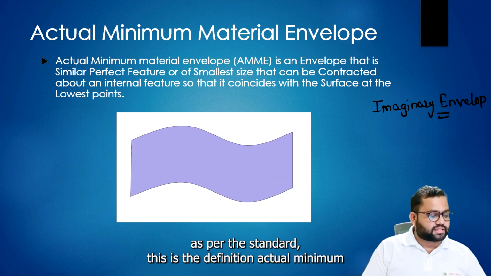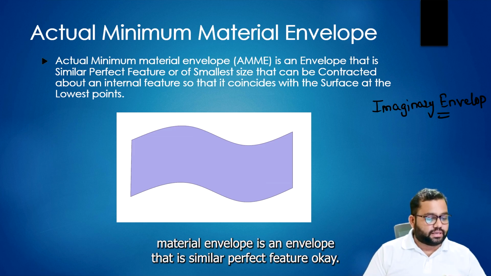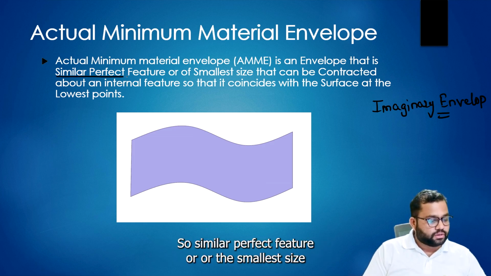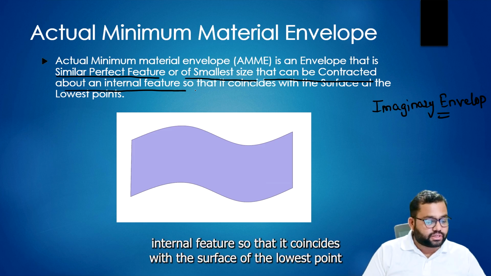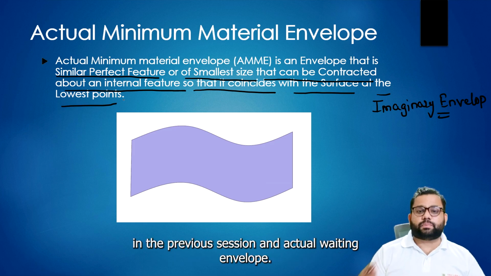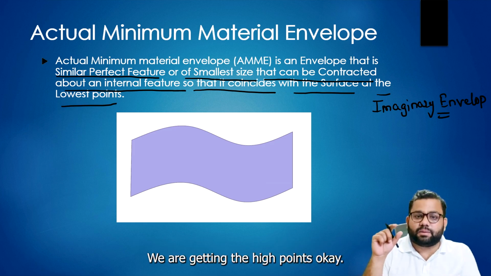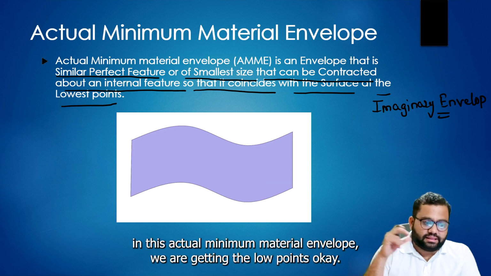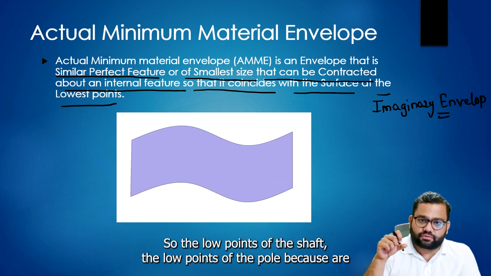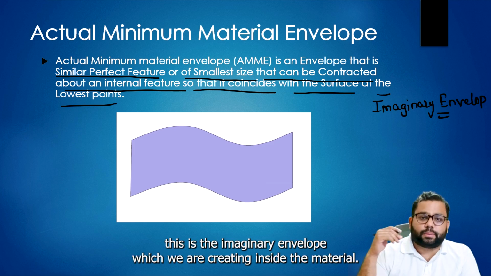As per the standard, this is the definition. The actual minimum material envelope is a similar perfect feature of the smallest size that can be contracted about an internal feature, so that it coincides with the surface at the lowest points. In the actual mating envelope, we get the high points of the shaft or the hole. In this actual minimum material envelope, we get the low points of the shaft and the hole, because this is the imaginary envelope which we are creating inside the material.